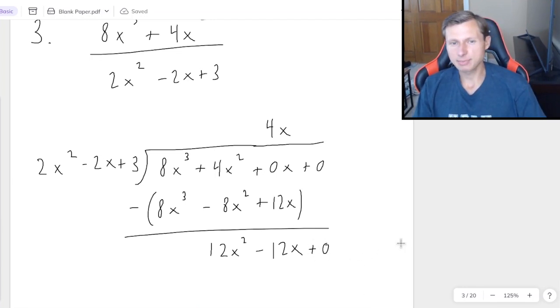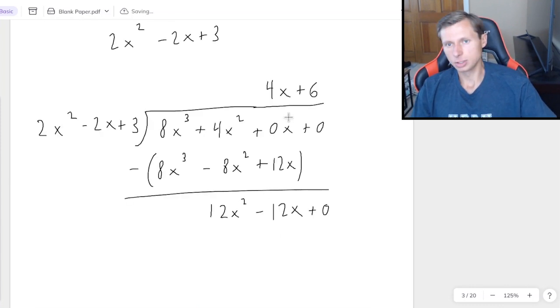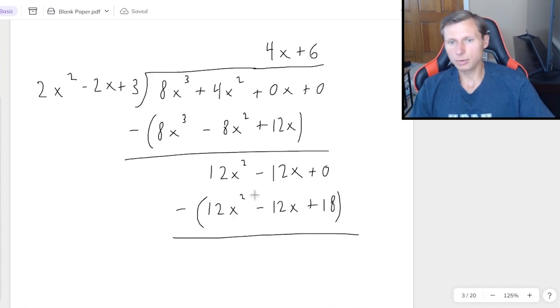Okay, and now I got to ask myself, what do I multiply by 2x squared to get me 12x squared? And the answer is just positive 6. So plus 6 goes there. Distributing the 6 to all three of these terms will get me 12x squared minus 12x plus 18. And I have to subtract this entire thing. So that will give me 0x squared, negative 12x plus 12x, because the double negative gets me 0x there. And then negative 18. So really just negative 18.